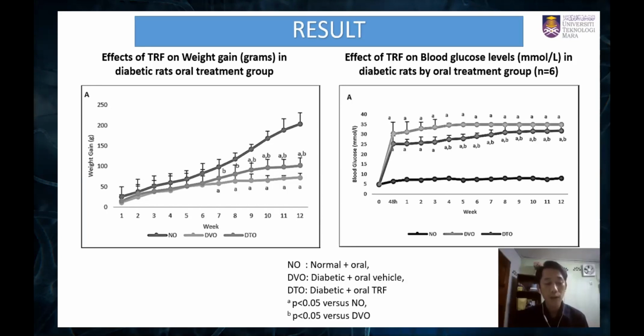For blood glucose, normal rats maintain around 7 to 9 millimole of glucose, whereby DV rats indicate a constantly high blood glucose throughout the period. In DT, RBG reveal a lowering of blood glucose as early as week 4, which could be due to improvement on the uptake of glucose by the body cell, and maybe that is why there is improvement in body weight gain as well by preservation of body metabolism.